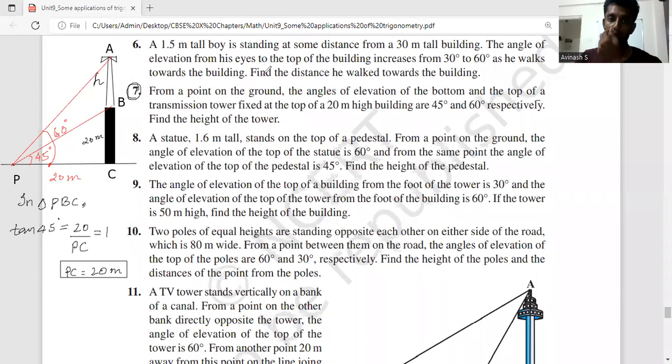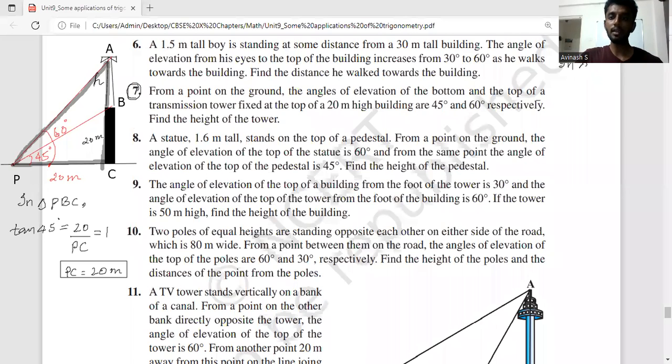Now I have got this value of PC as 20 meters, but that is not what we have been asked to find. So we are going to go with the larger triangle now. Once we are done with this smaller triangle, we go to the larger triangle. So now this small triangle is done. Let us go to the larger triangle. I have written the solution part on the right side of the screen.